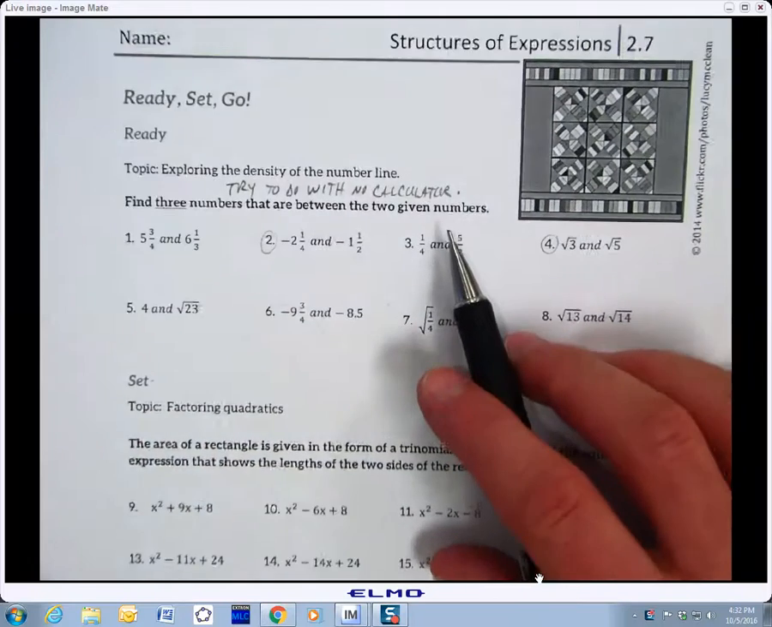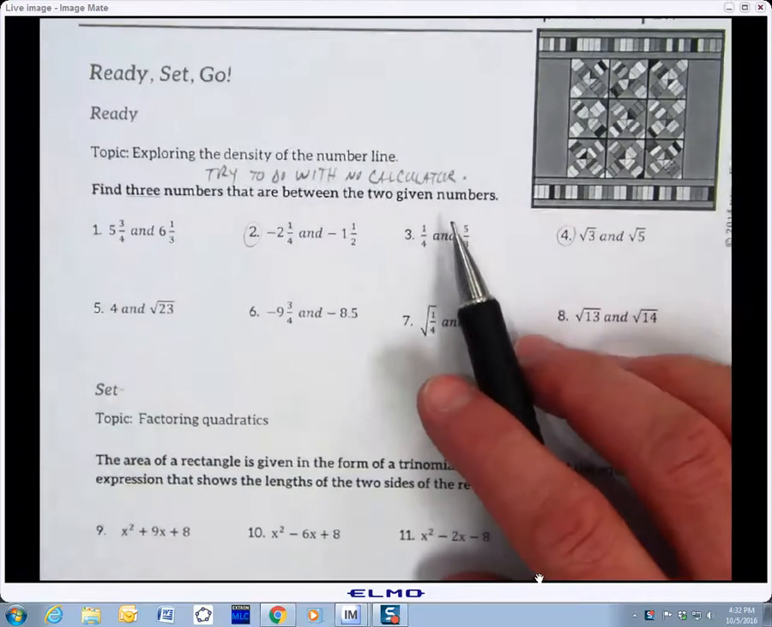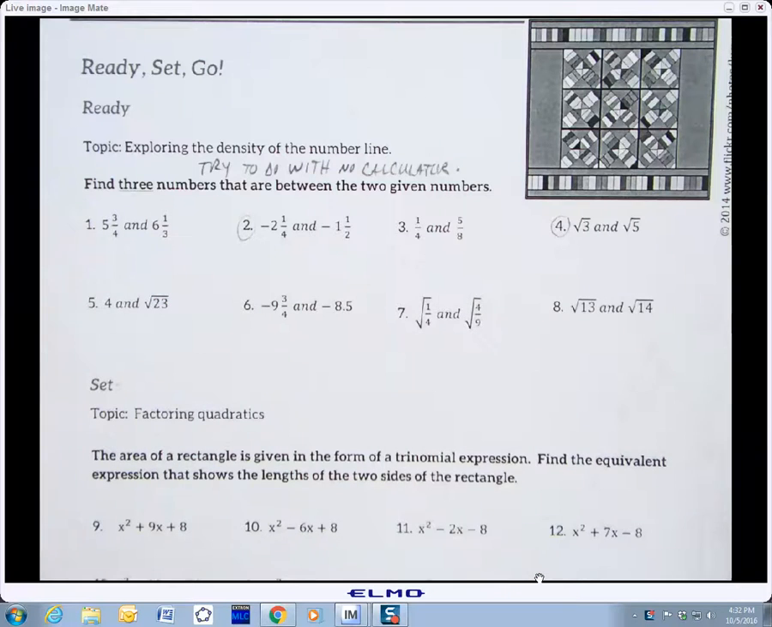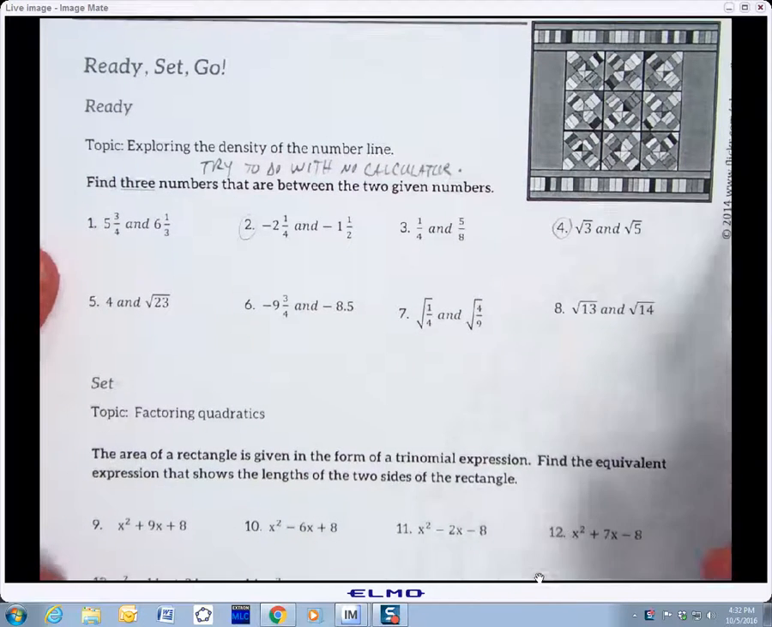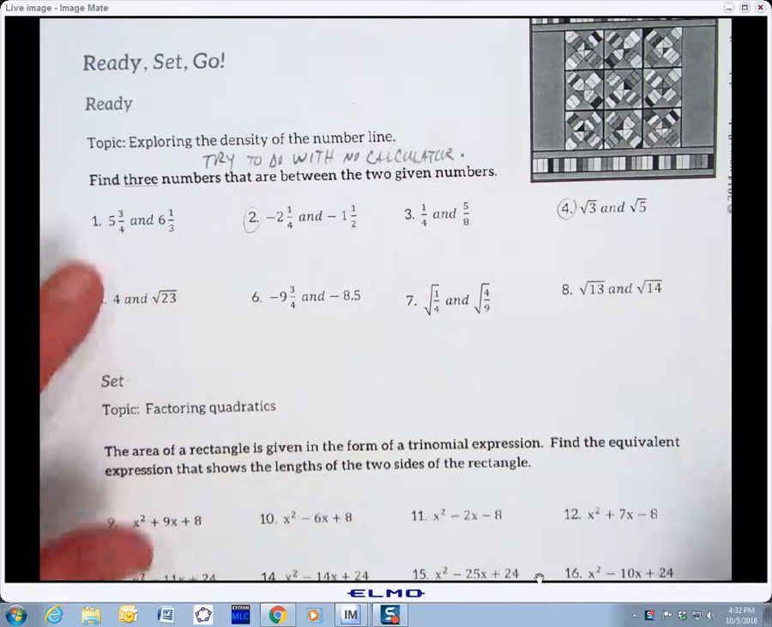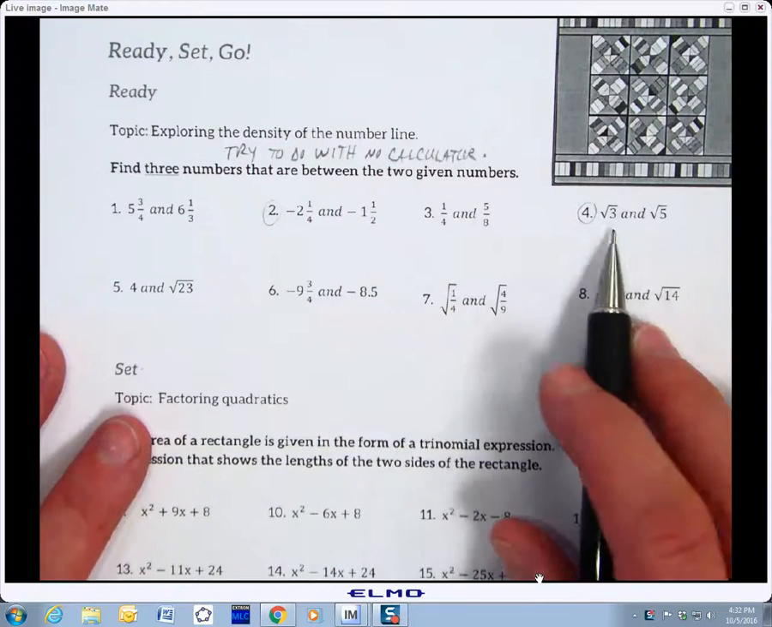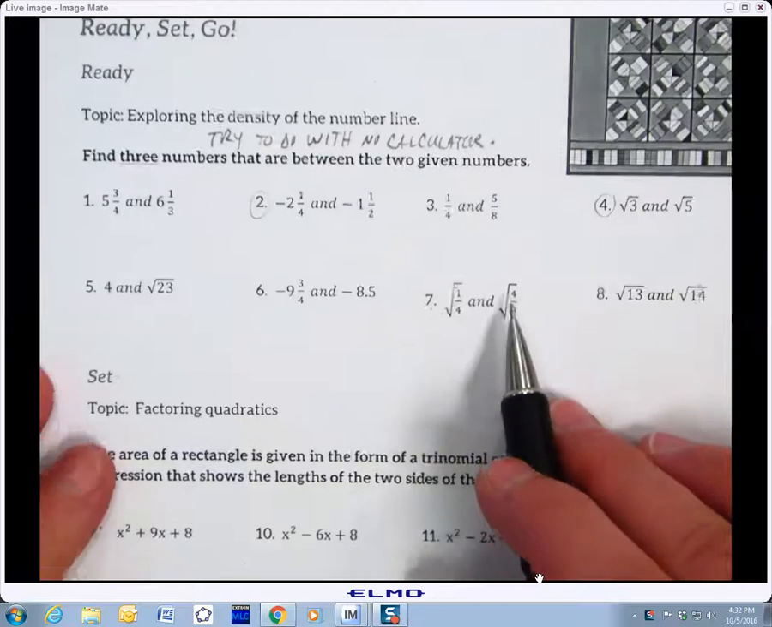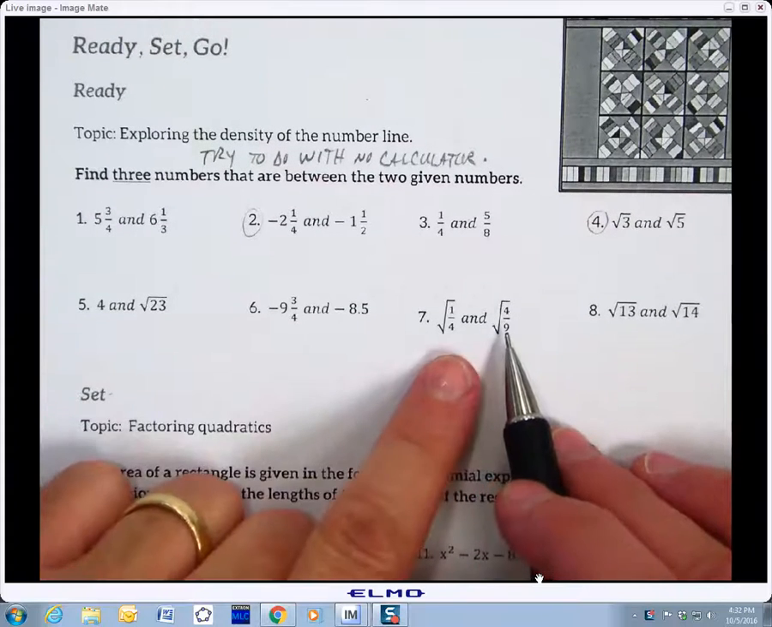I do not want you to try to use a calculator on this. I want you to basically work your brain a little bit and try to figure out three numbers that are in between the two given numbers. Some of these will be a little easier than others. These ones over here with radicals might be a little more challenging. Ooh, radicals with fractions. I mean, can it get any better, right?